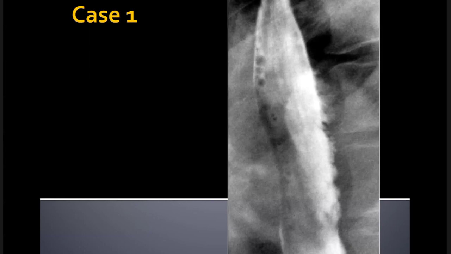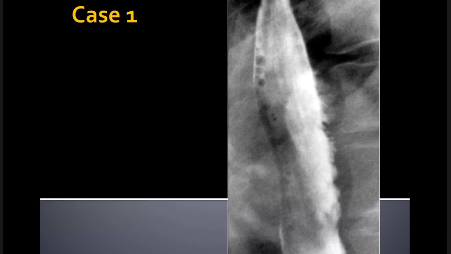So this was Crohn's esophagitis, okay? Crohn's esophagitis is quite rare anyway. You don't get it that commonly in the esophagus. As you know, it tends to be more in the terminal ileum and the small bowel. But if you do get it in the esophagus, it's usually associated with small bowel disease.